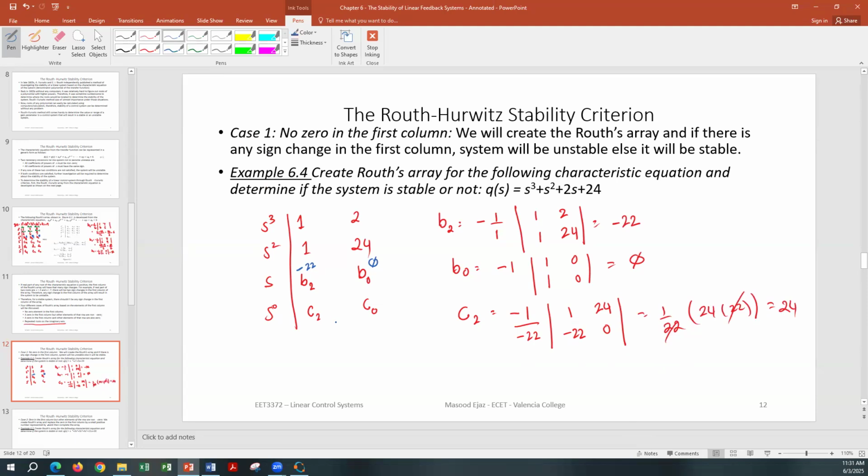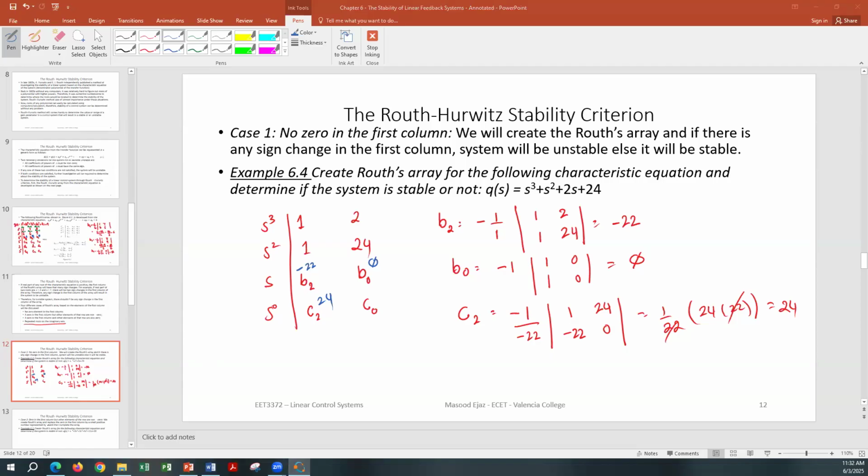So C2 is going to be 24. So there are two sign changes in the first column. First sign change is from positive to negative, 1 to -22. And the second sign change is from -2 to +24. Now, anytime you have a sign change, your system is unstable.